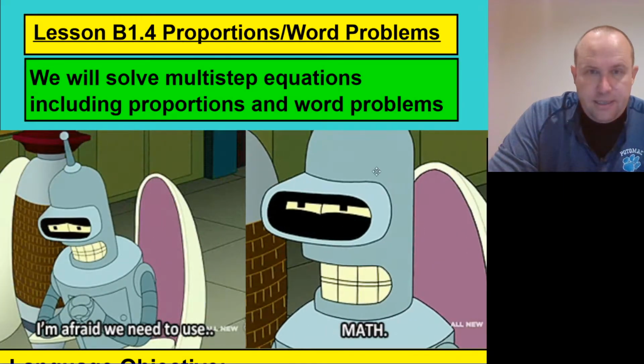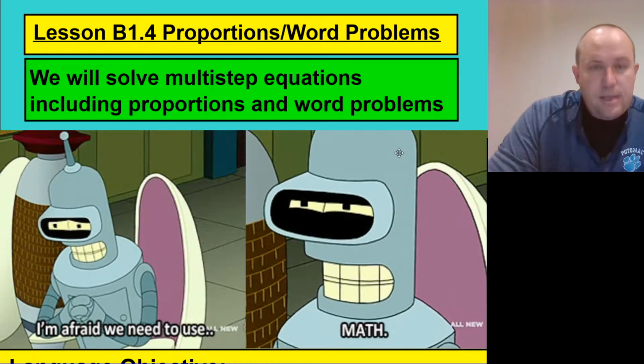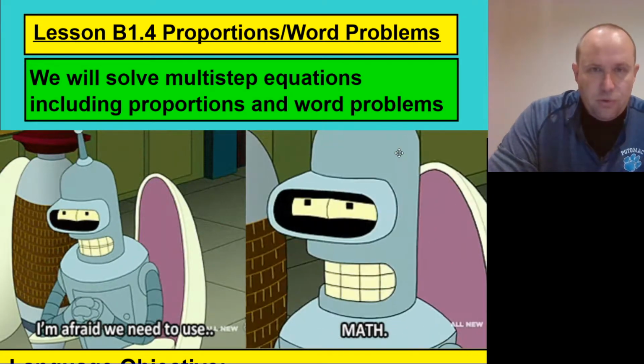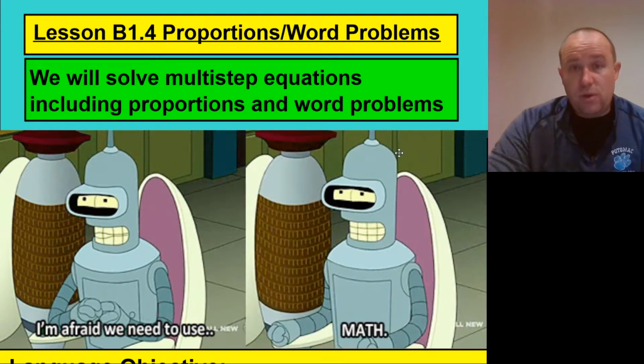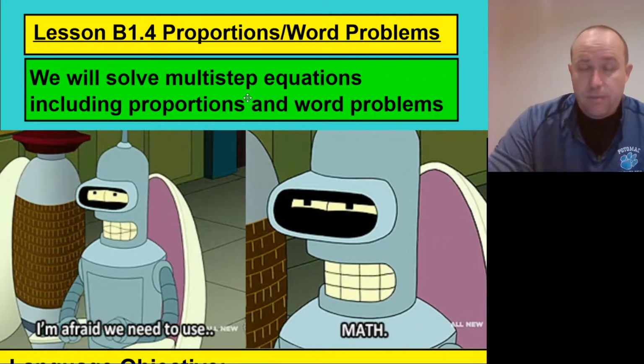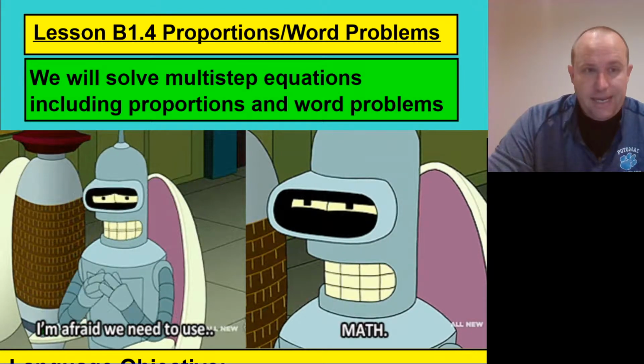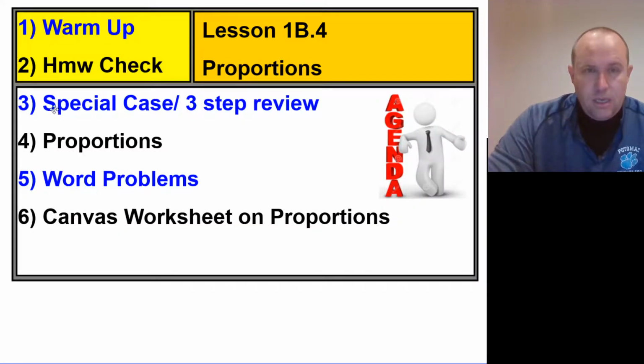All right, this is our lesson for 1B, lesson 4. This is on proportions, and we're also going to talk a little bit about word problems as well. And we're basically going to be solving multi-step equations again. This is just an application of what you were doing last lesson. So we've got a warm-up.